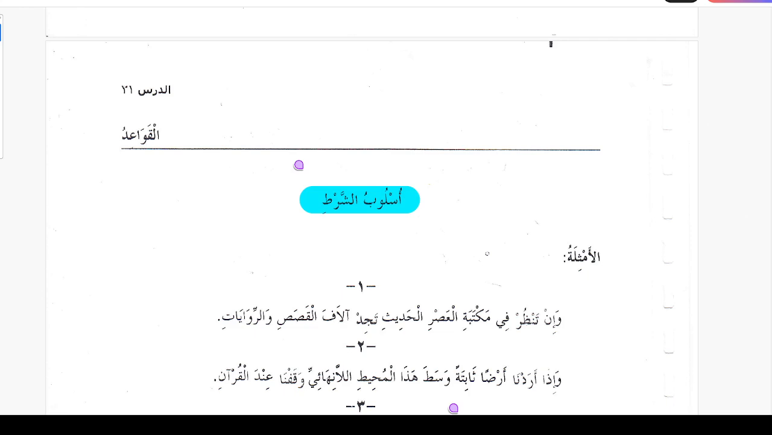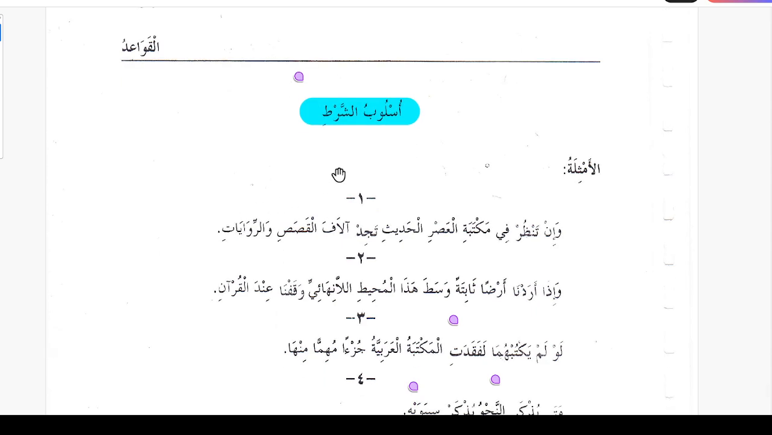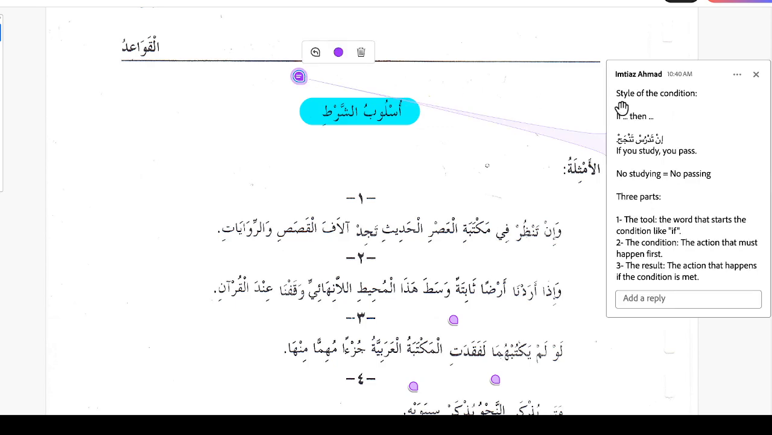Bismillahirrahmanirrahim. Today we're starting from lesson number 21, and that is the last lesson of this book. And like always, we're gonna start from the rules of the lesson first. And this lesson is about the conditional sentences in Arabic, which is called Aslubu Shart. So Aslubu Shart means the style of the condition, how a condition is formed.